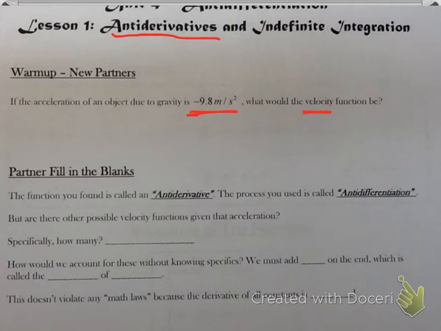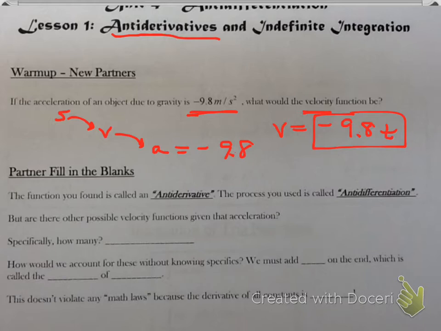And that's thinking backwards, right? Thinking from the idea of we start with position, derive that, go to velocity, derive that, go to acceleration. So if acceleration is negative 9.8, think about where that came from, right? The function before it, which was velocity, would have to be negative 9.8, let's say t. And that's kind of where we're going today, right? If we derive negative 9.8 t, we'd get negative 9.8.